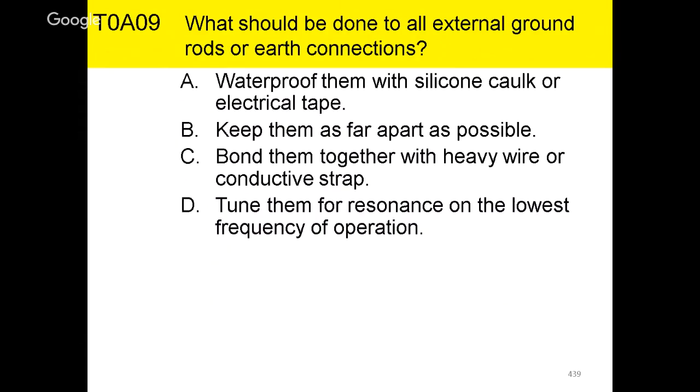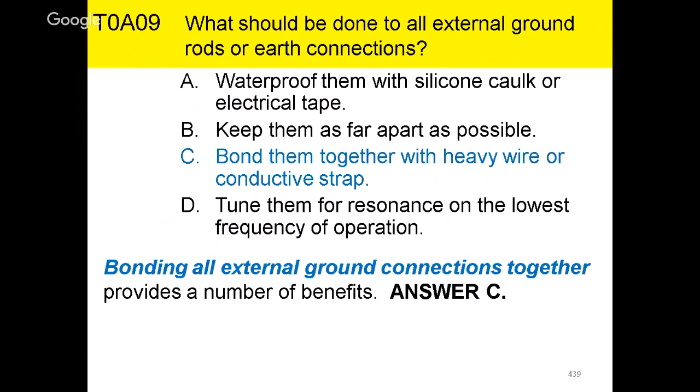So what should be done to all external ground rods or earth connections? One of the important parts about grounding is that you want to make sure that the wire you use, and usually it's best to use a conductive strap. So you want to bond them together with heavy wire or a conductive strap.